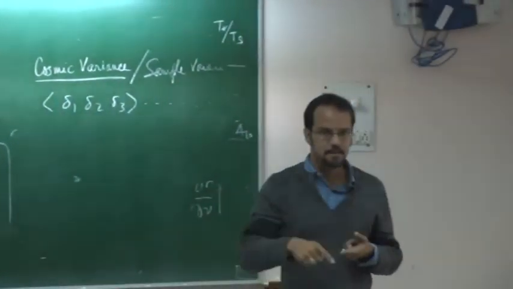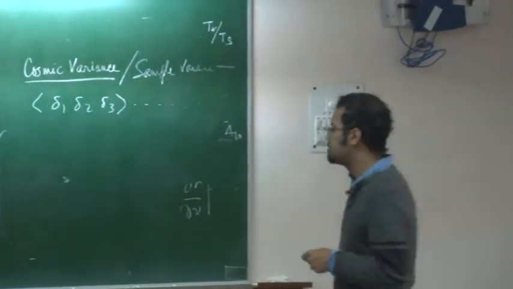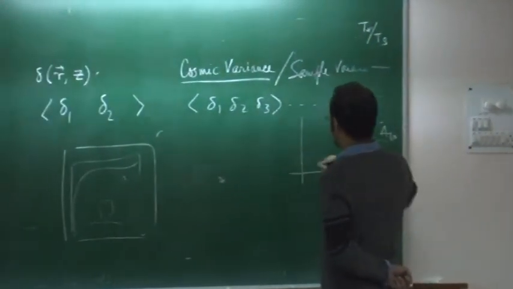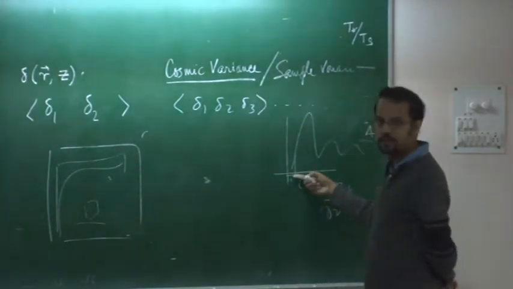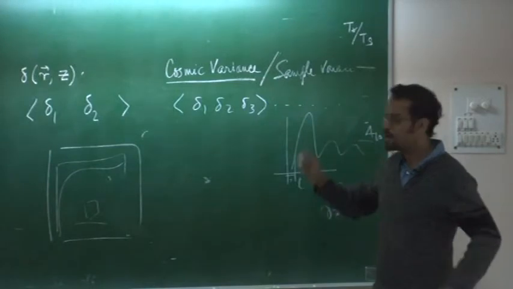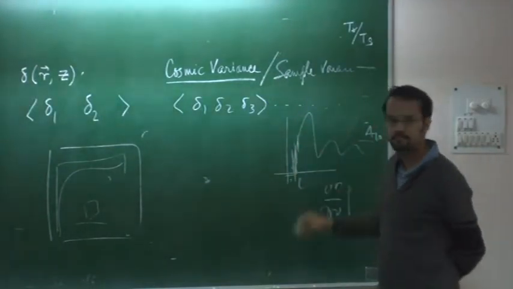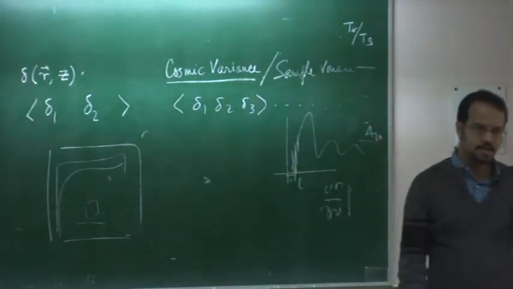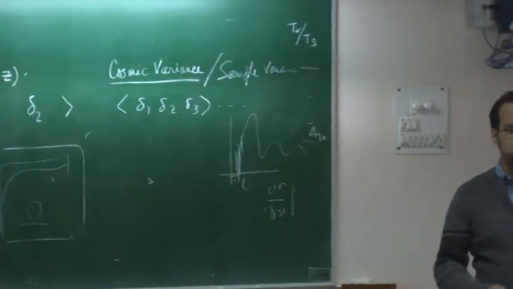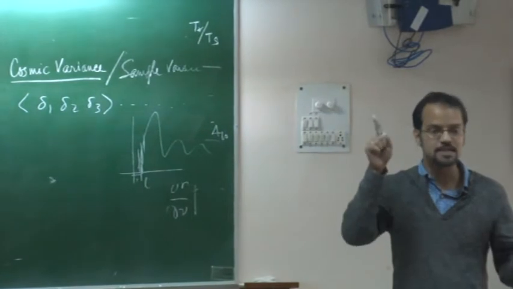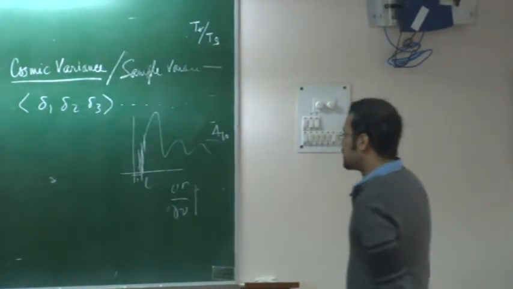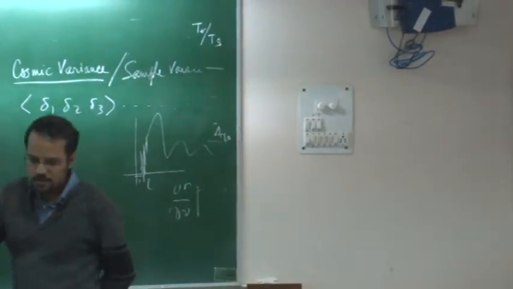For example, in the CMBR, if you look at the CMBR power spectrum, at low l, small l, which are very large scales on the sky, you will see there are enormous error bars. And those error bars are essentially because of cosmic variance, because you cannot have many samples of the CMBR sky when you are looking at scales that large. Okay, so that's one important point.